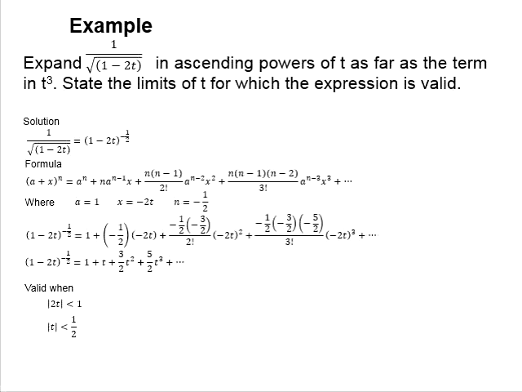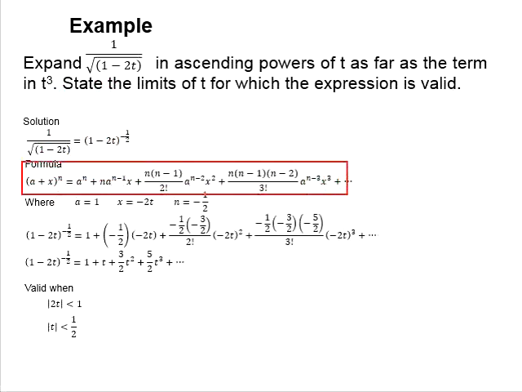In this example, you are asked to expand these functions in ascending power of t as far as the term t power of 3, and also determine the limits of t which the function is valid. To solve this, you can rewrite the function here in the form of power of -1/2. From the function here, you know that a will be equal to 1, x will be equal to -2t, and n will be equal to -1/2 in comparison to the formula here.